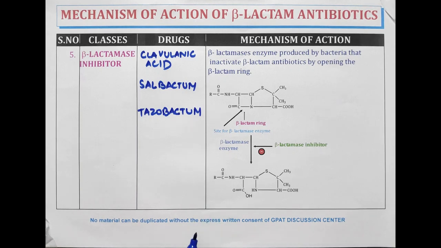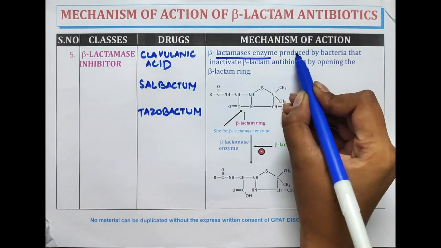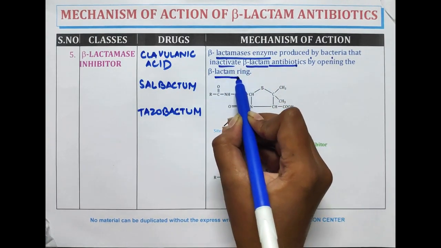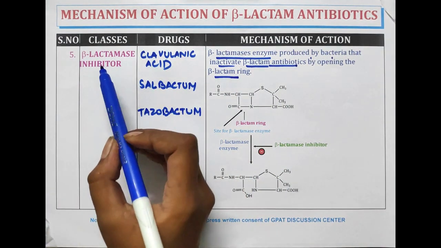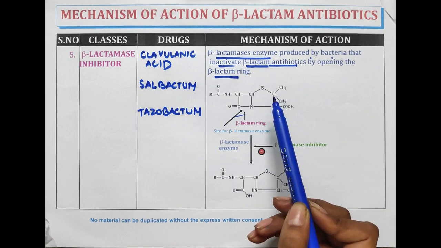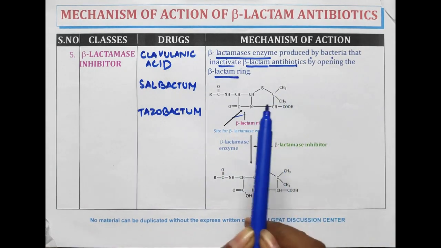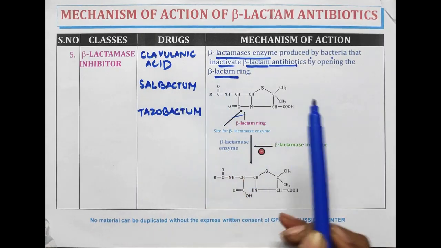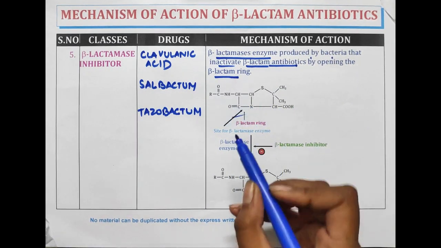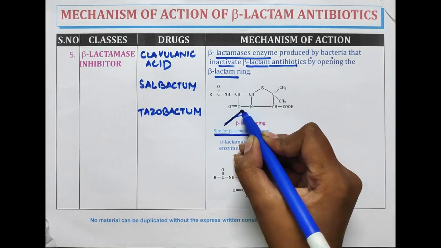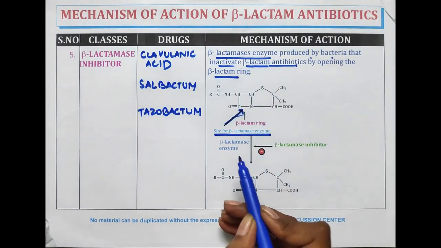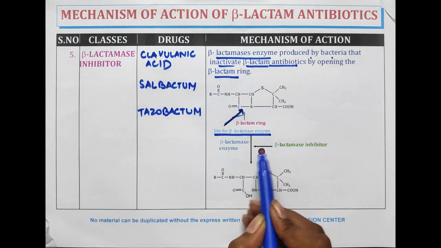Now the mechanism of action. Beta-lactamase enzyme is produced by bacteria and inactivates the beta-lactam antibiotics by opening the beta-lactam ring. So we give the beta-lactamase inhibitor so that beta-lactam antibiotics can act better. This is the beta-lactam ring, the site for the beta-lactamase enzyme, which opens the beta-lactam ring.